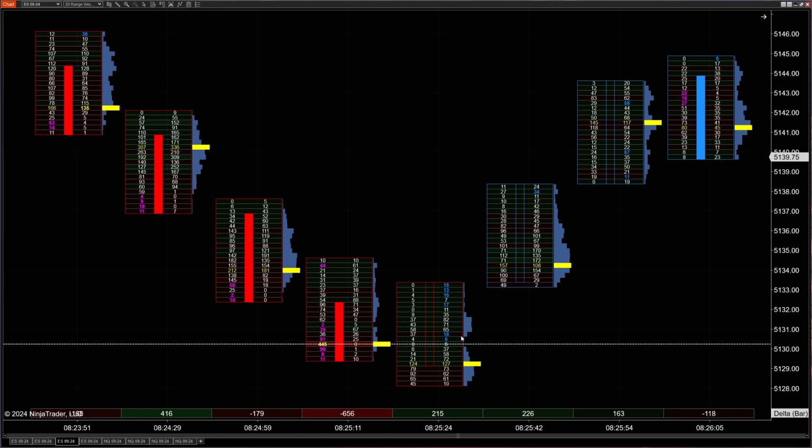If the answer is yes, okay, I want to keep in the trade. But as soon as I see a candle that actually has less delta, for instance, we went from 226 to 163, that is a warning sign that, hey, maybe the market is going to start to pull back here just a bit. So from that point on, I want to move my stop loss right below that candle.